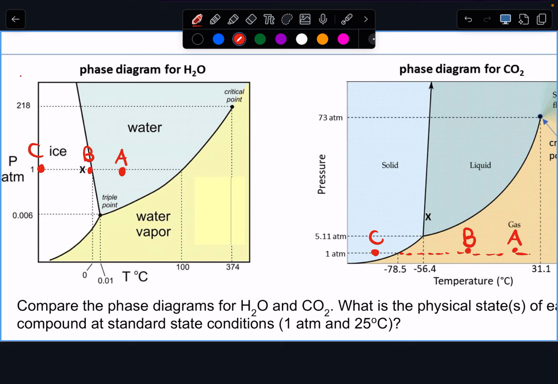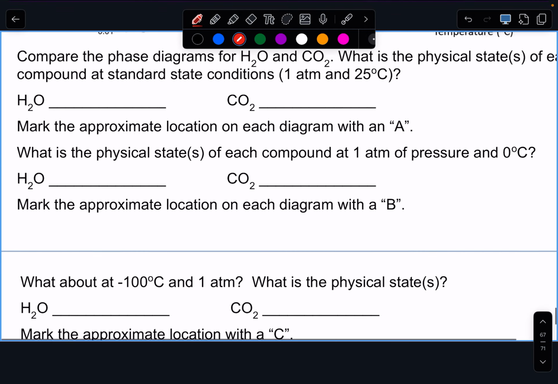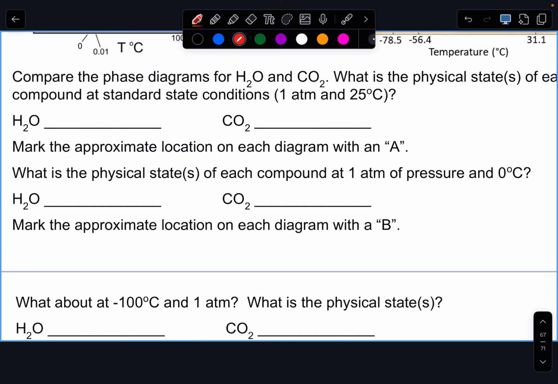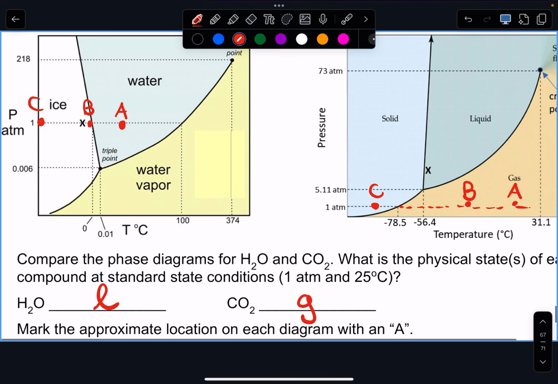For water, you're actually on that line between a solid and a liquid. So at 0 degrees C and 1 atmosphere of pressure, both solid and liquid are present. Here it was a gas, here it was a gas, this was a liquid. So if you're on a line, both phases exist. You have to cross to one side or the other for the phase change to actually fully occur.